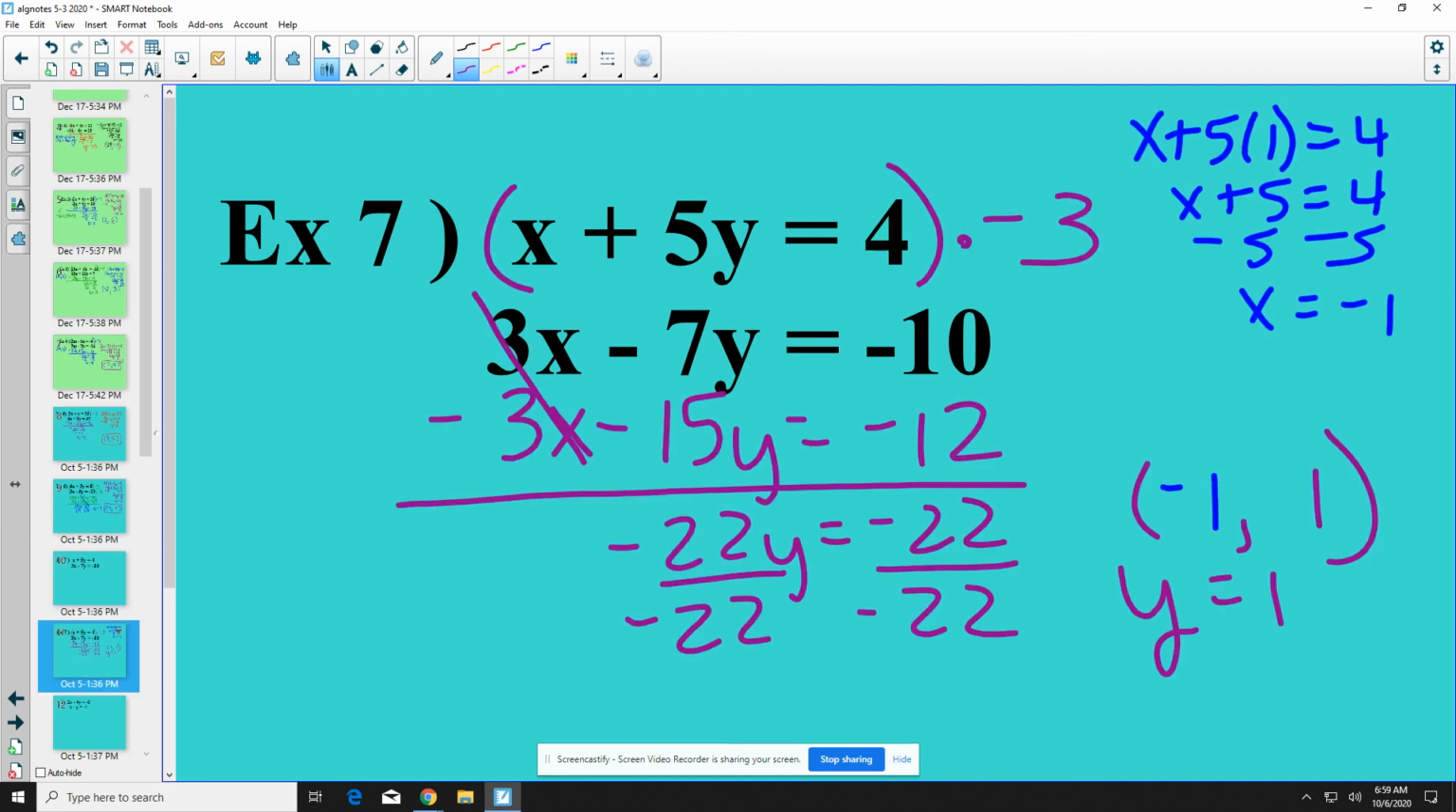All right. So there are different ways to do this. Probably the easiest way would be to take the top equation and multiply by a negative 3 so that your x's are eliminated. When I did that, I got y to be 1. When I took 1 and plugged it back in for y in the first equation, I got x to be negative 1. So check your solution. Did you get negative 1, 1?